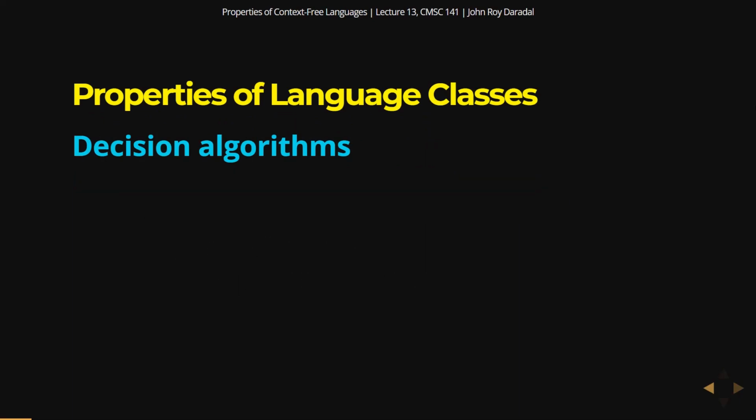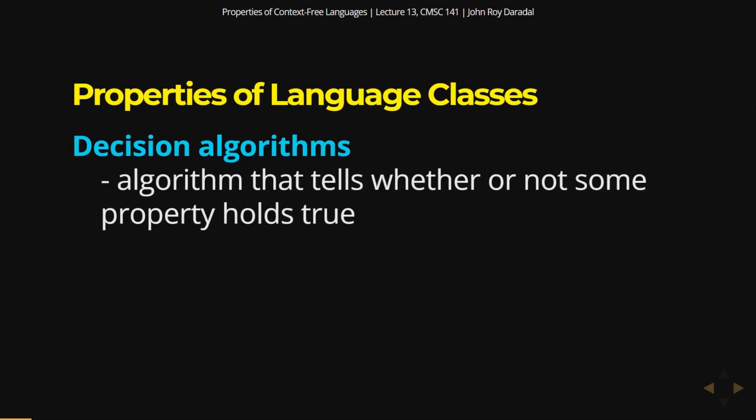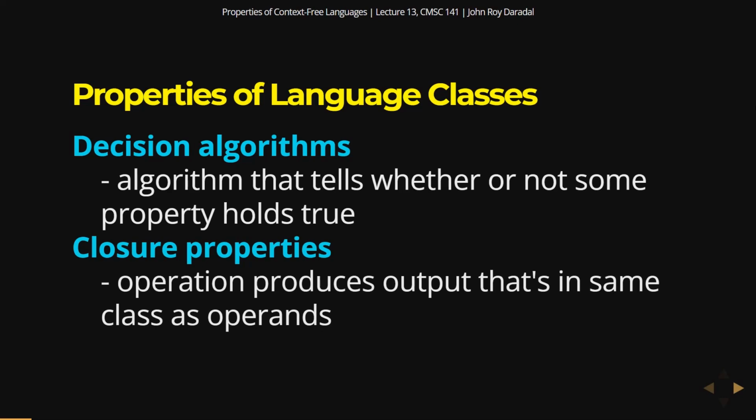So, recall from last time when we already had the properties of regular languages, right? We also discussed the decision algorithms and the closure properties. For decision algorithms, remember that they are algorithms that tell us whether or not some property holds true, okay? And closure properties are operations that produce output in the same class as the operands. That means that if you're given two context-free languages and you apply that operation, it will always produce a context-free language as well. Okay?